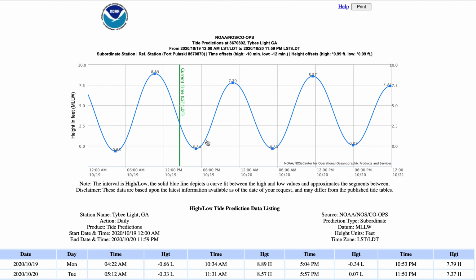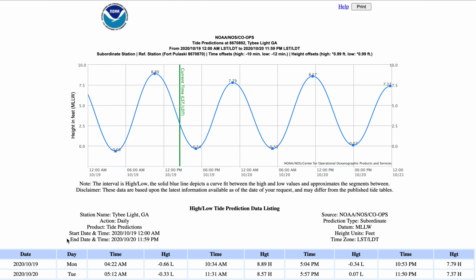The data that you can find plotted on the graph is also available here in table form. So we can see here that on October 19th, the high tide was at 10:34 a.m., but on Tuesday, October 20th, the high tide is at 11:31 a.m. So is high tide at the same time each day? And if not, why do you think that is?